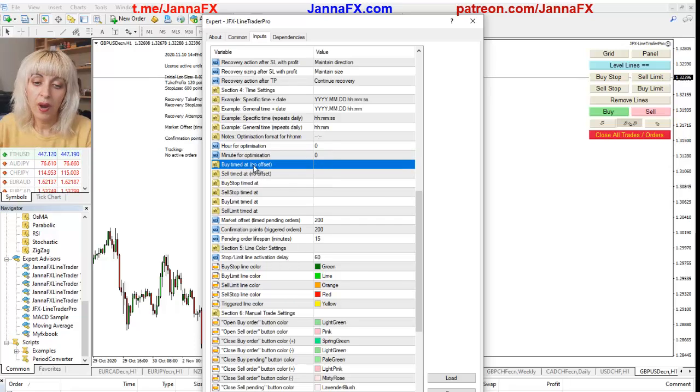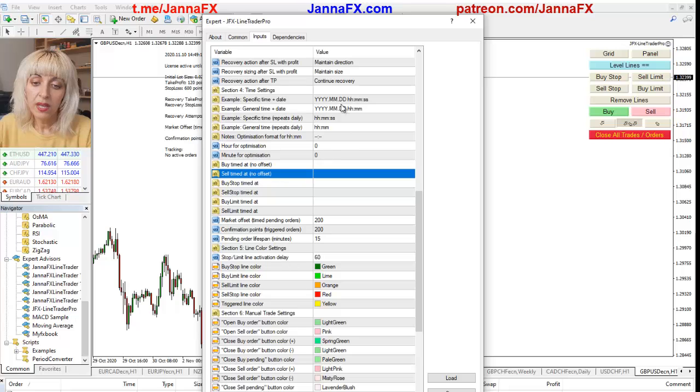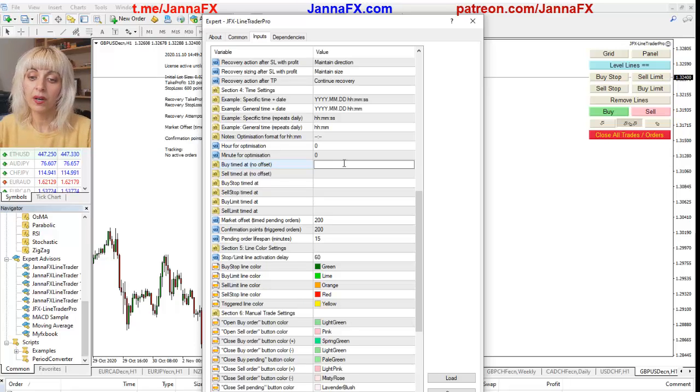Okay, so you need to buy, sell, timed at, and that's how you put it. Let's say you want every day to buy and sell only at a specific hour. Sometimes some strategies have this, so you can buy and sell. Let's say the European session opens, well, depends where it is. So you can, for example, every day, let's say at 9 o'clock exactly, open buy, and at the same time sell. So that's how you place it.